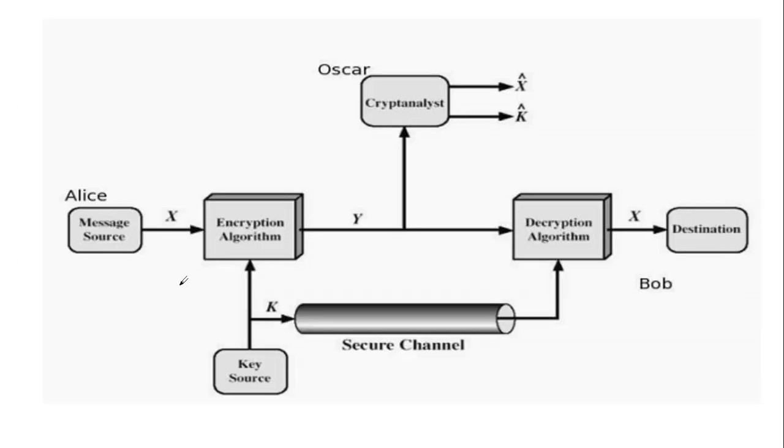Now see, this is an example. Here the two parties are there. One party is Alice, second is Bob. This is the source, this is the destination.